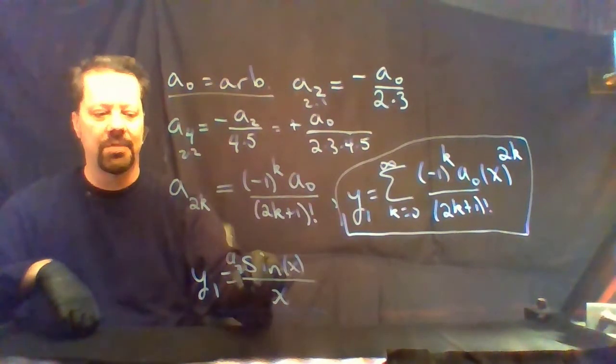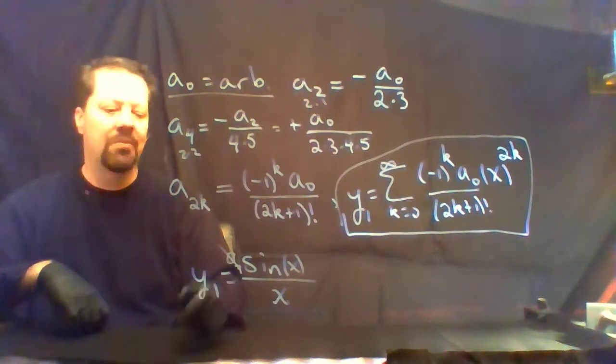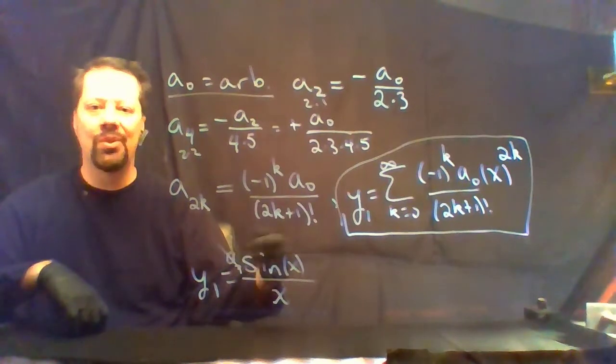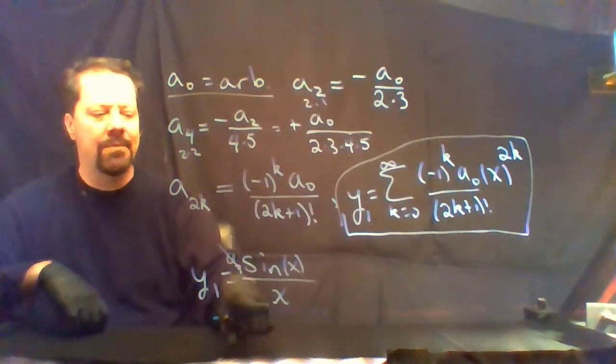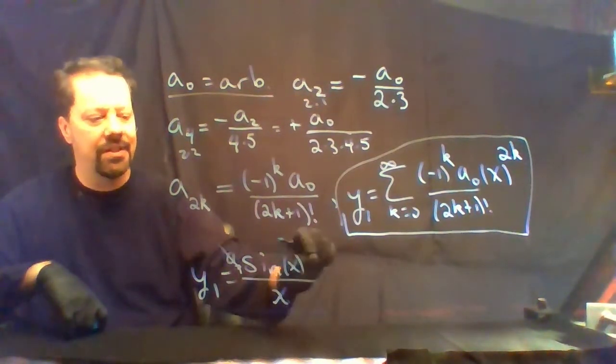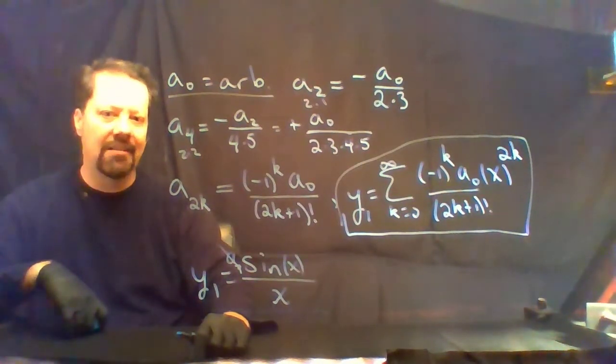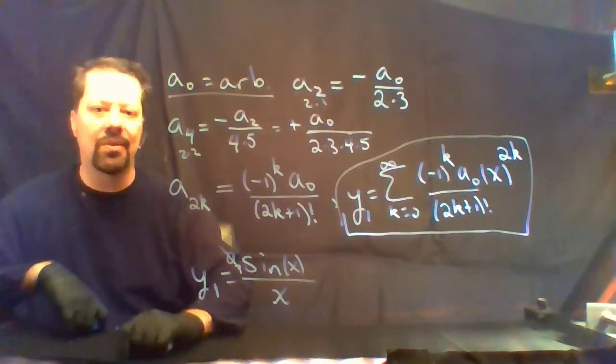This a naught can just be dealt with later as one of our constants. We'll have c1 y1 plus c2 y2. You might object. This function looks like it's singular at x equals 0, but in fact we saw earlier that this function tends to 1 as x tends to 0. The singularity can be removed by just patching the hole.